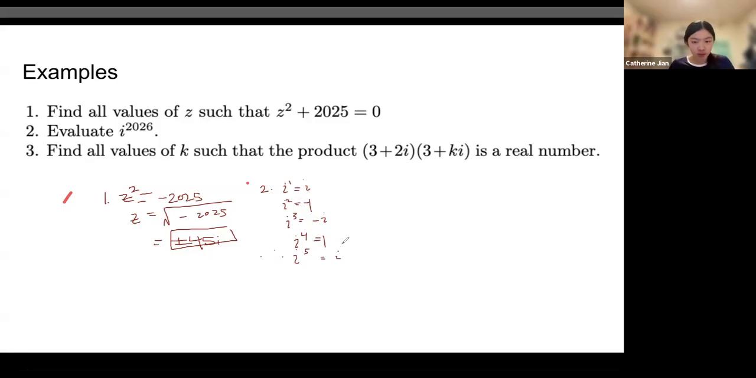And so if we divide the exponent by four, we can find the remainder to see which power it corresponds to. So 2026: 26 is equal to 2 mod 4, so 2026 is also equivalent to 2 mod 4. So then we can see that it just corresponds to i squared. So the answer is equal to negative 1. Does anyone have any questions here?